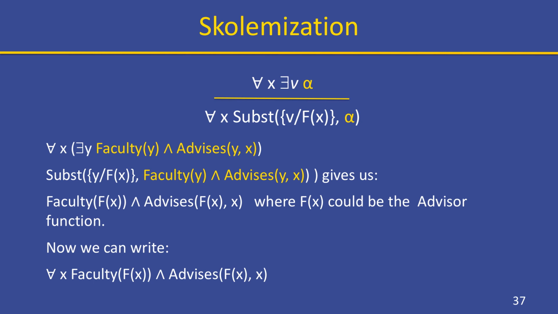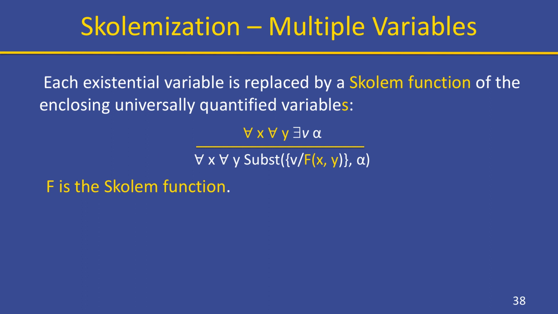We can apply Skolemization when we have more than one universally quantified variable. Here's an example with two. We can have three or more. So when we have for all x, for all y, there exists v, we replace v by a function of x and y. If we had three variables, x, y, and z, we would replace v with a function of x, y, and z. And f in this case is also called the Skolem function.